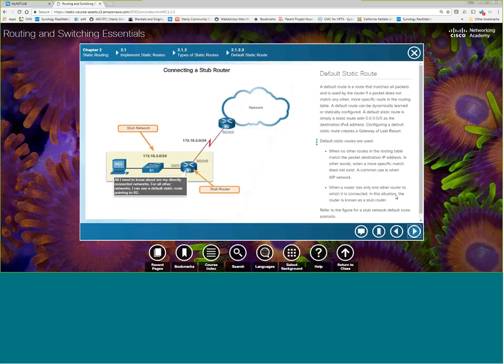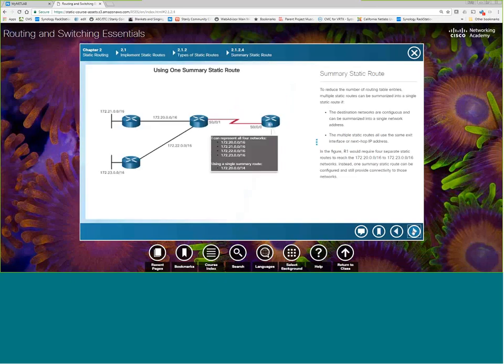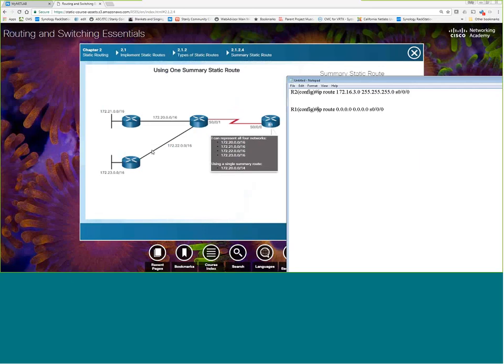Default static routes. I just showed you that one, so I don't really need to go back over that. Now, summary routes are a little bit different, and using a summary route requires us to take the routes and summarize them. Do you remember how to summarize? Yes. So we would take these routes, convert them to binary, find all the matching bits in binary, and then count the most number of matching bits, and beginning with the first one, that would be our starting network, and then we would summarize along that.